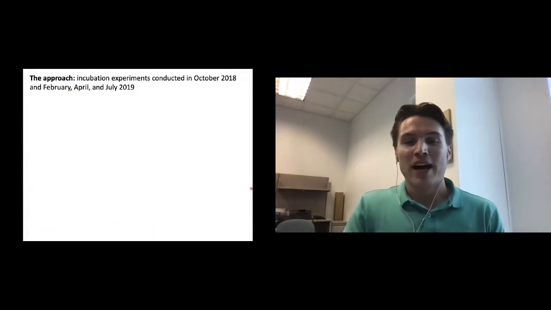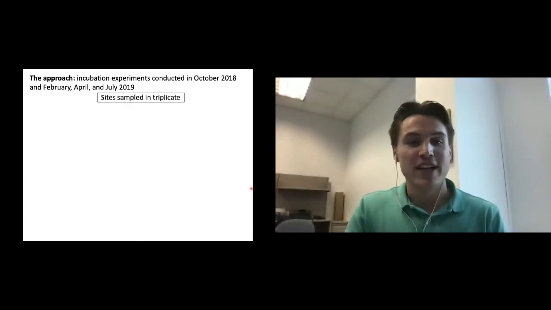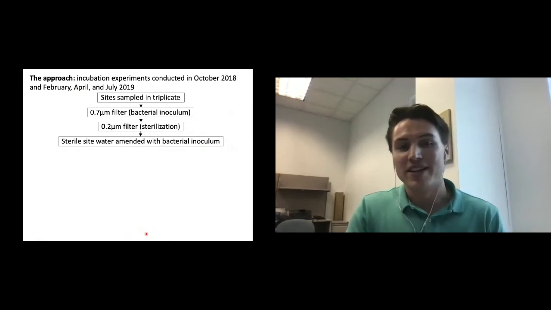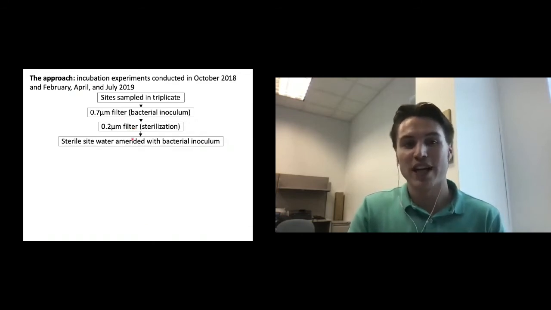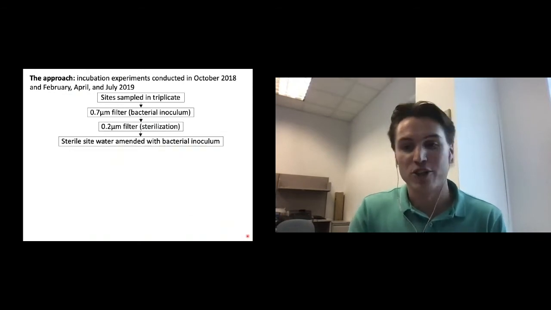So going into a bit about our experimental design, first, I'll just mention that we did this study in October 2018, and then February, April, and July of 2019. And briefly, we collected surface water samples at each of those sampling sites where we filtered twice, once through a 0.7 micrometer filter, and then again through a 0.2 micrometer filter. The resulting filtrate from the 0.2 micrometer filter was then amended with the water that we filtered just through the 0.7 filter. And this allowed us to control for the volume of bacterial community that would be responsible for consuming the DOM.